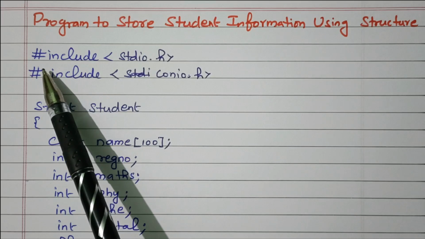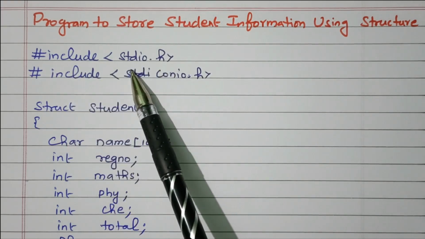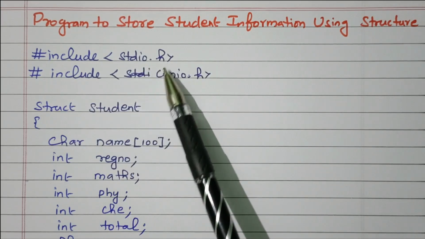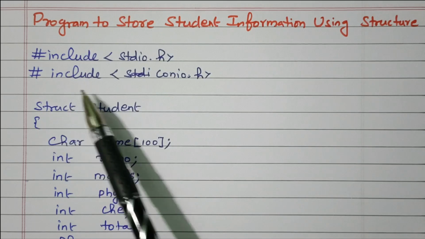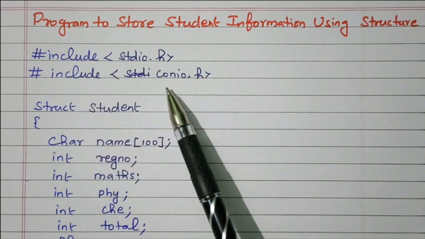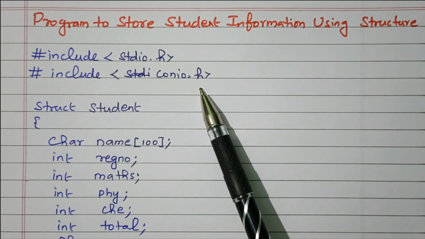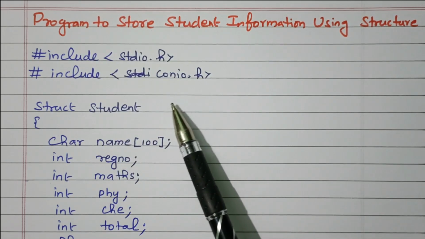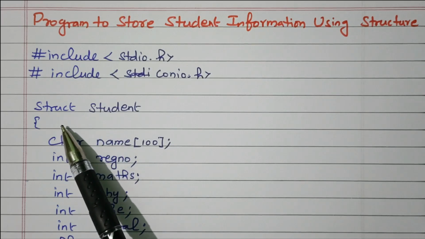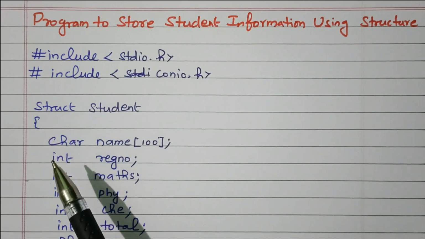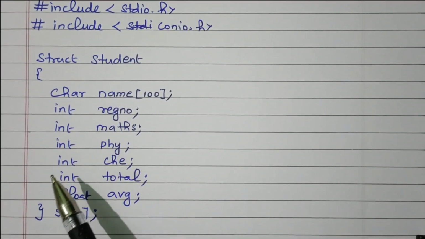First we'll start with the header file. #include <stdio.h>, standard input output header file, used for printf and scanf. #include <conio.h>, console input output header file, is used for clear screen and getch. Now before starting the main program, we will define the structure. What is the structure? What are the variables available?